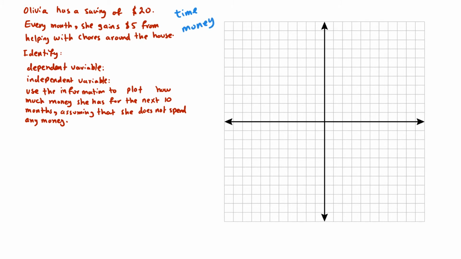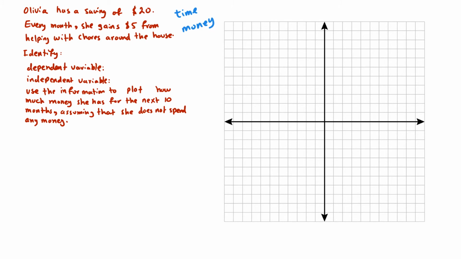So Olivia gains money, $5 every month. So is money dependent on how many months are passing, or is the number of months that are passing dependent on how much money she's getting? So in this case, what is actually dependent on the other variable? It is really difficult to say that the time is dependent on how much money she's gaining, because time is going to pass by no matter what. However, as time is passing, she is getting some money. So the dependent variable is money, and it's dependent on the independent variable, because time really isn't dependent on the money in this case.